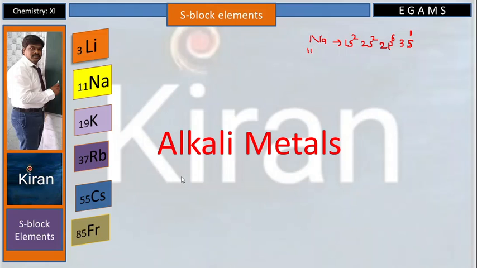And why are these elements called alkali metals? When these elements are placed in water, they form bases, strong alkalis. When these elements are exposed to atmospheric air, they form oxides. Oxides are also basic in nature. Because of this reason, these are called alkali metals. Simply, because of forming oxides and hydroxides, these metals are known as alkali metals.